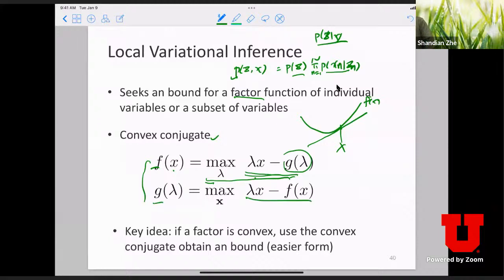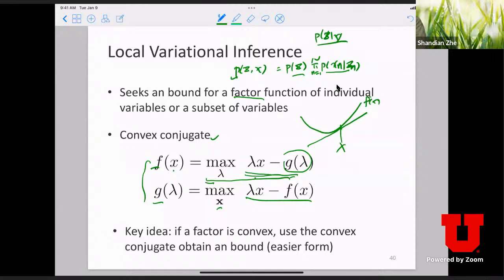And as to how you get this g of lambda, you can obtain g of lambda by maximizing another function, which is lambda x subtracted by f of x, with respect to x. You get g of lambda. Okay? So we get some interesting graphical illustration of this. We're not going to repeat this, but just to give you the form.